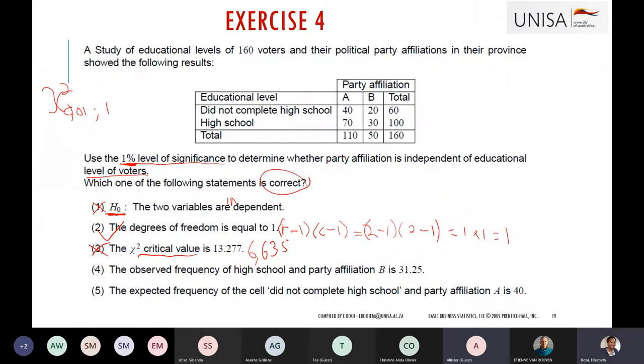Then the next question, it says the observed frequency. Remember, the observed are the values that you are given. The observed frequency for high school and party affiliation B is 31.5. Is that correct? No. That is incorrect.